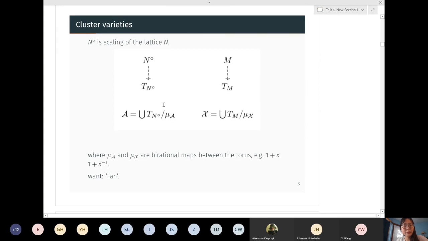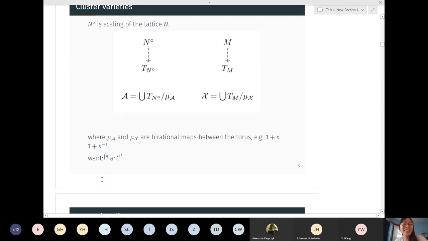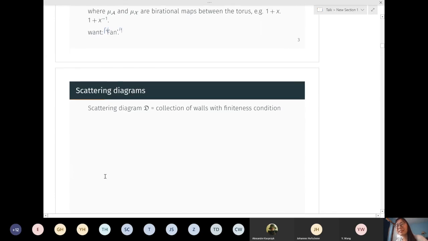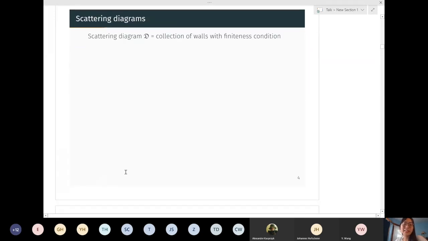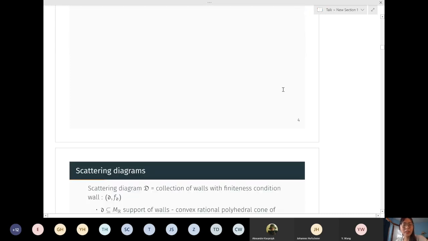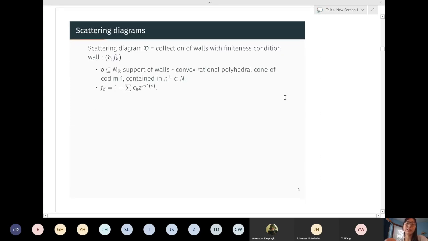And then the first thing is an analogy. I want something like a fan, but the thing I propose is very similar to a fan in something called a scattering diagram. A scattering diagram is just a collection of walls. It's like a fan, a collection of cones with some finiteness condition, which I can tell you the details of afterward. But what does a wall mean?